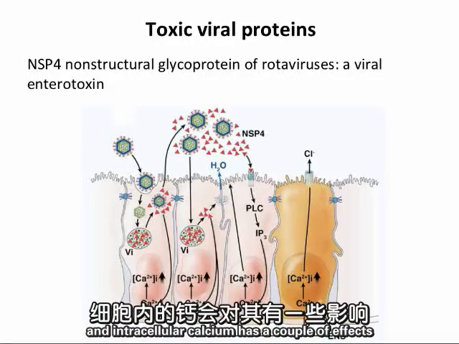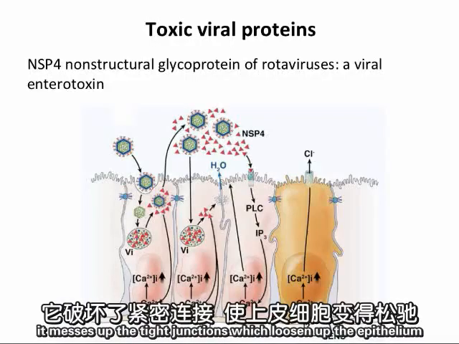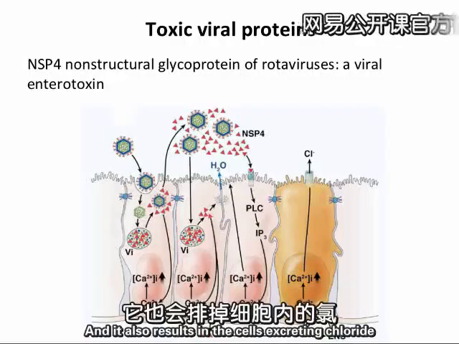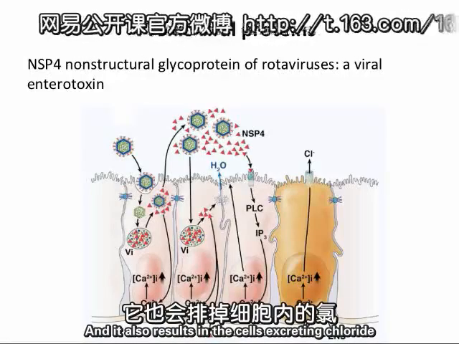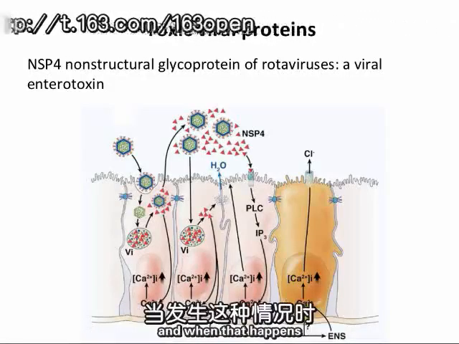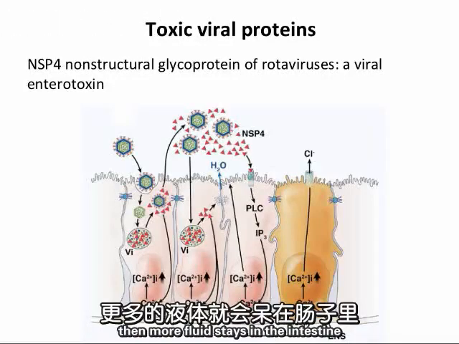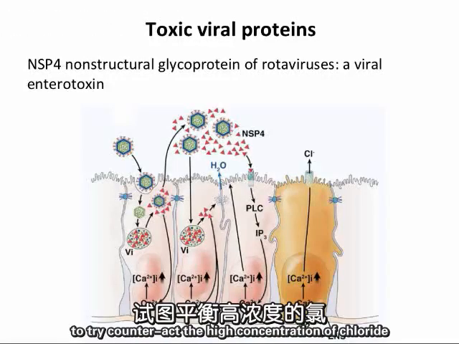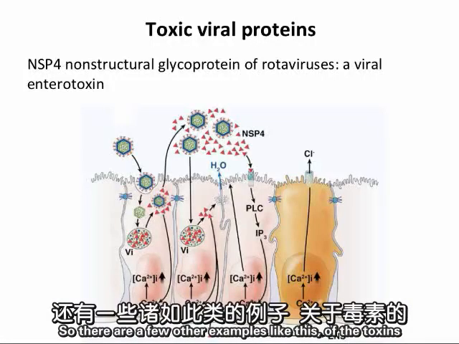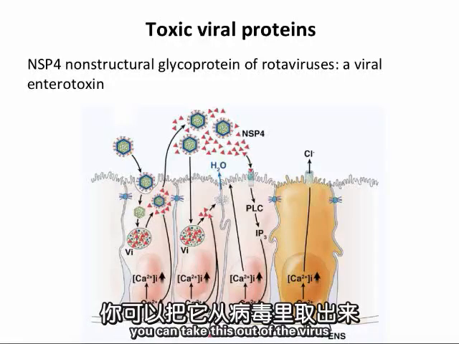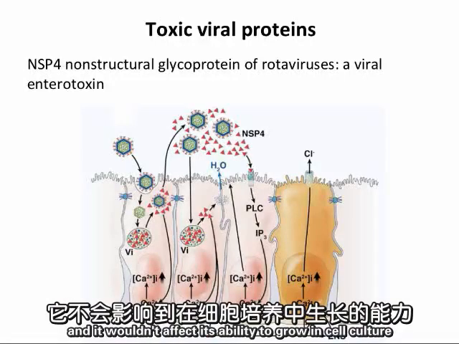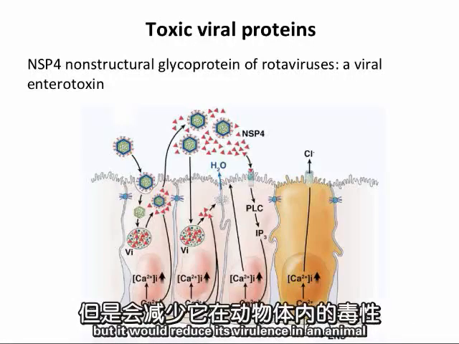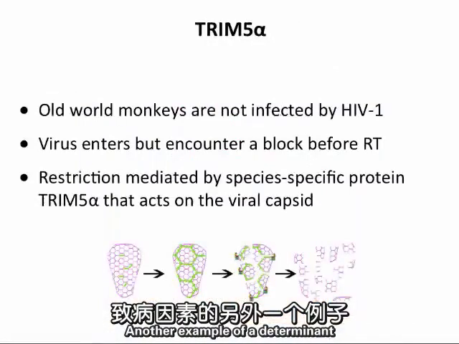And the intracellular calcium has a couple of effects. It messes up the tight junctions, which loosens up the epithelium, and that helps water to get out. And it also results in the cells excreting chloride. And when that happens, then more fluid stays in the intestine to try and counteract the high concentration of chloride, and that's why you get diarrhea. So there's a few other examples like this of toxins, but these are virulence determinants. You could take this out of the virus, and it wouldn't affect its ability to grow in cell culture, but it would reduce its virulence in an animal.